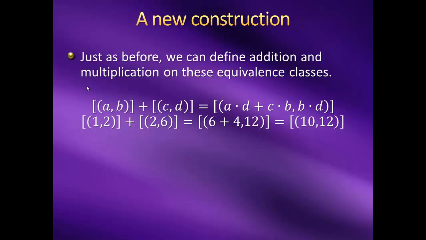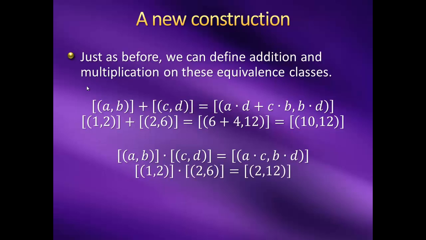Multiplication is actually the easier one this time. We say that the product of (A,B) and (C,D) is (A times C, B times D). So for example, (1,2) times (2,6) equals (2,12). Again, you should try to prove that addition and multiplication defined in this way are well defined. The process is very similar to the last time.